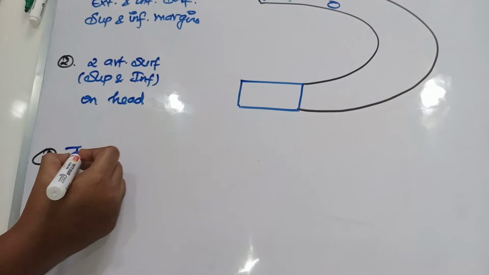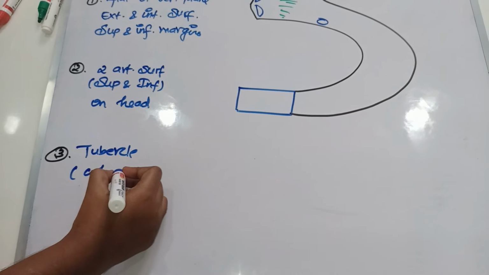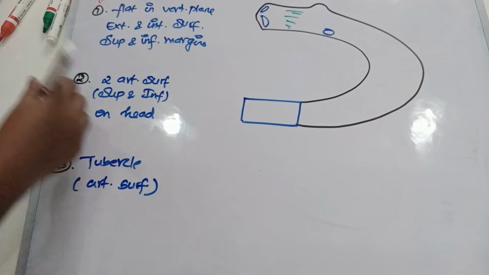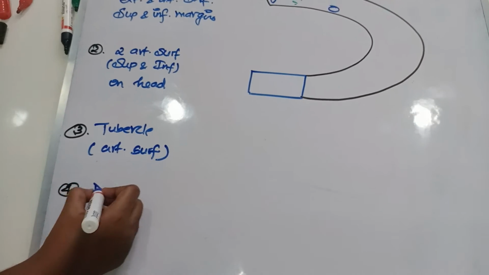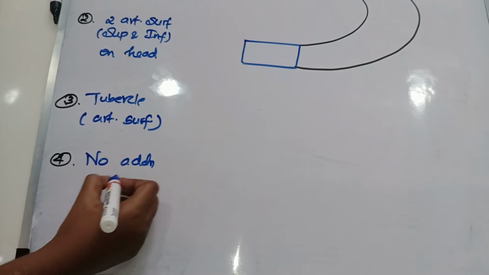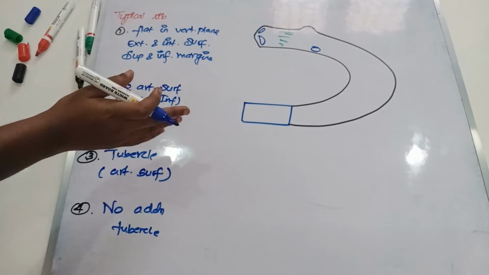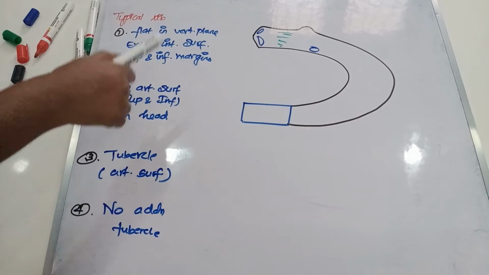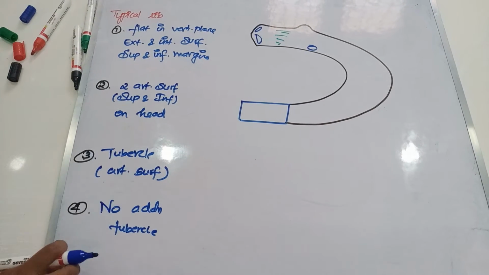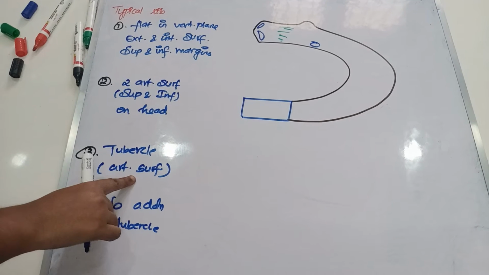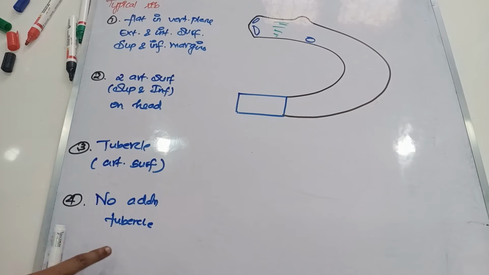And it should have a tubercle with one articular surface on the tubercle, and it should not have any other additional tubercle. Only one tubercle should be present. So any rib should be present in a vertical plane, and it should have two articular surfaces, the superior one which articulates with the above thoracic vertebra and the inferior with the corresponding thoracic vertebra, and the tubercle whose articular surface articulates with the transverse process of the corresponding thoracic vertebra, and there should not be any other extra tubercle.